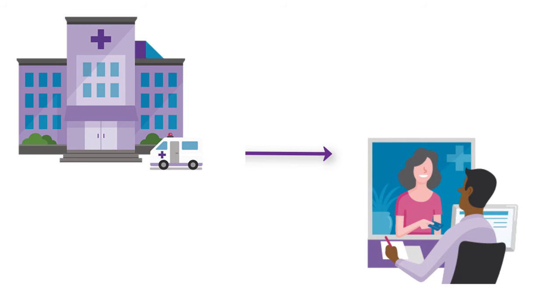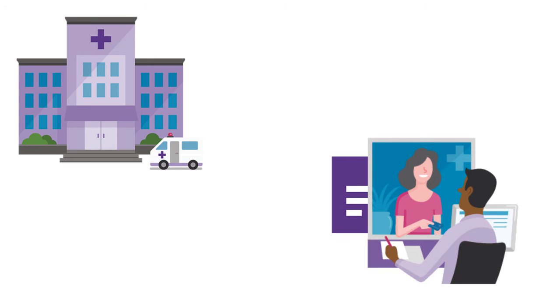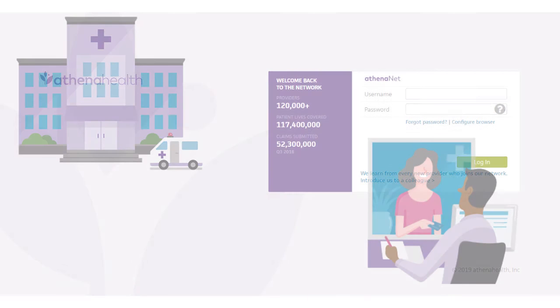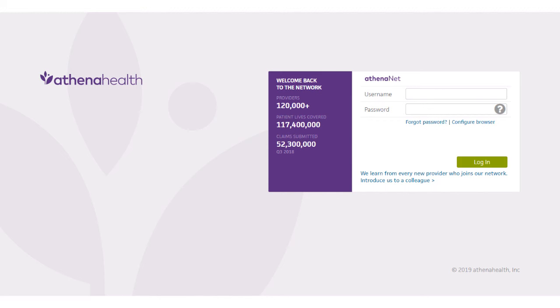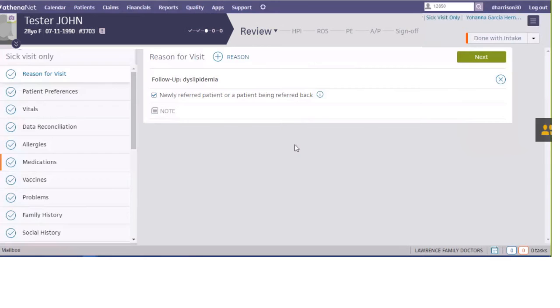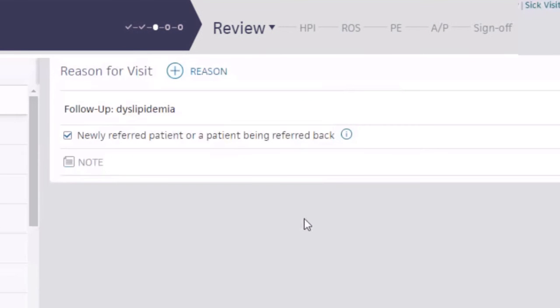In this workflow, the record of care documents related to the transition of care from one physician to the next are transferred electronically and identified by AthenaNet. Users can manually check or uncheck the newly referred patient or patient being referred back checkbox to appropriately designate if this visit is related to a transition of care.